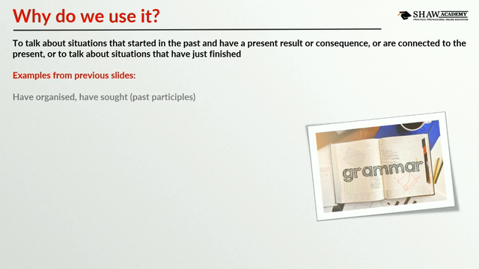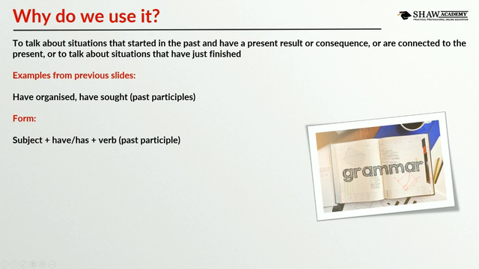Let's look at an example. Have organized, have sought. Okay? These are the past participles. Organized, sought. We saw that earlier. Now, for the present perfect and all of the perfect tenses, we use the auxiliary verb have. So the form of the present perfect is our subject, I, you, he, she, we, they, the cat, my English for Business course, whatever the subject is.